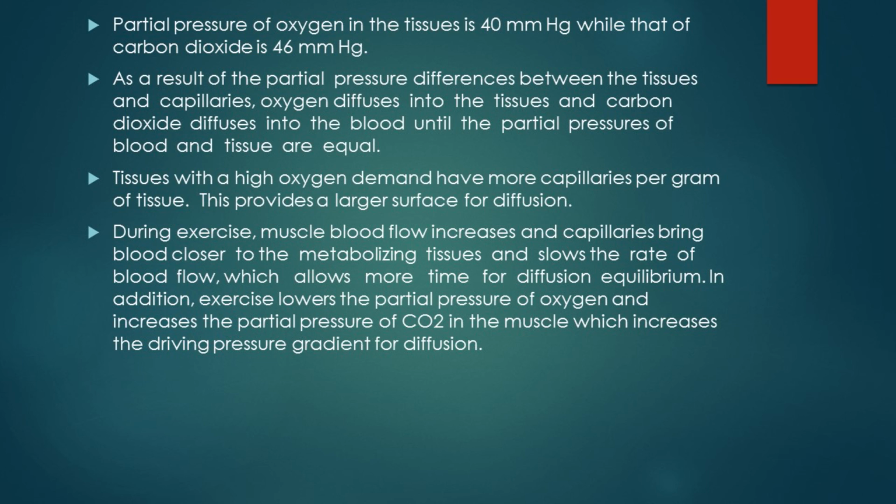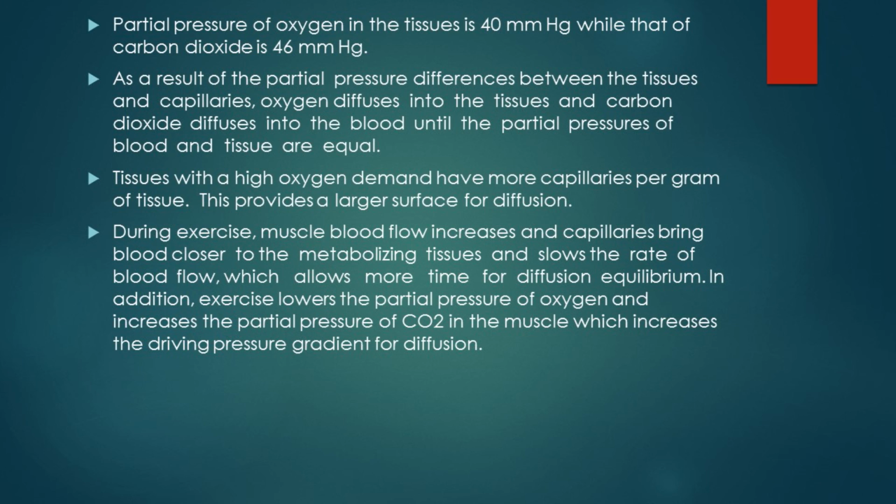and carbon dioxide diffuses into the blood, and this process will continue until the partial pressure of blood and tissues become equal. It means that when the partial pressure of carbon dioxide in the blood and in the tissues equalizes, that is when it becomes 46 millimeters of mercury, then diffusion of carbon dioxide will be halted. And similarly, when the partial pressure of oxygen in the capillary blood and in the tissues is equalized, then this diffusion will stop.